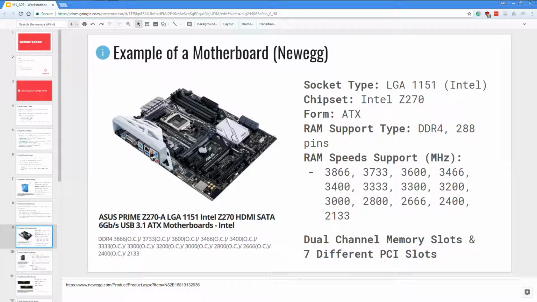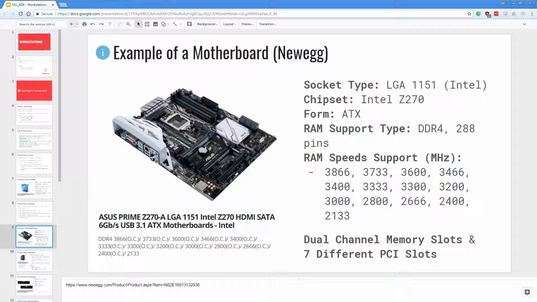This is the Asus Prime Z270-A LGA1151 Intel-based motherboard. Once again, it looks very daunting, so I've separated the important stuff to the right. So it's socket type, the most important, where it must fit our CPU. Our CPU must fit into our motherboard. It supports LGA1151 as an Intel-based motherboard.